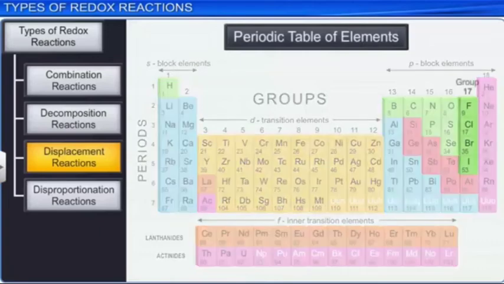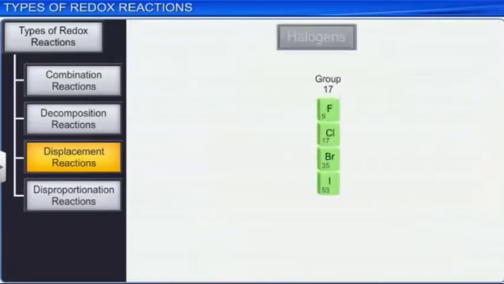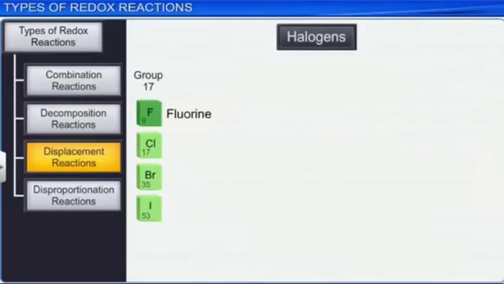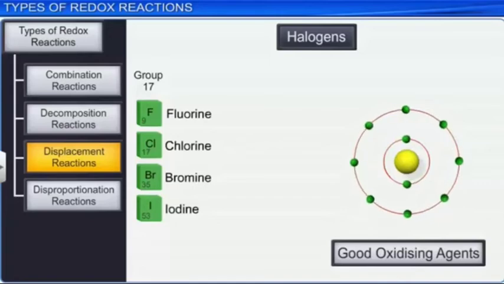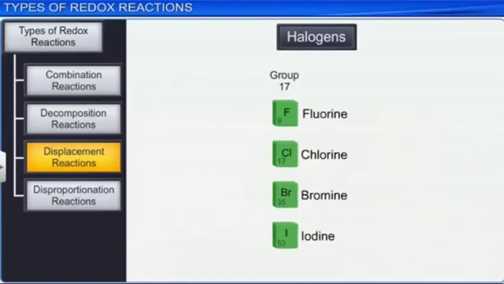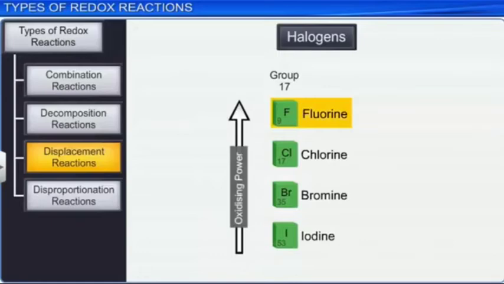The halogens in group 17 include fluorine, chlorine, bromine, and iodine. These halogens have a tendency to accept electrons as they need an electron to complete their octet. This tendency causes them to be reduced. Hence, they are good oxidizing agents. The oxidizing power of these halogens reduces as we move down group 17, with fluorine being the highest and iodine being the lowest.